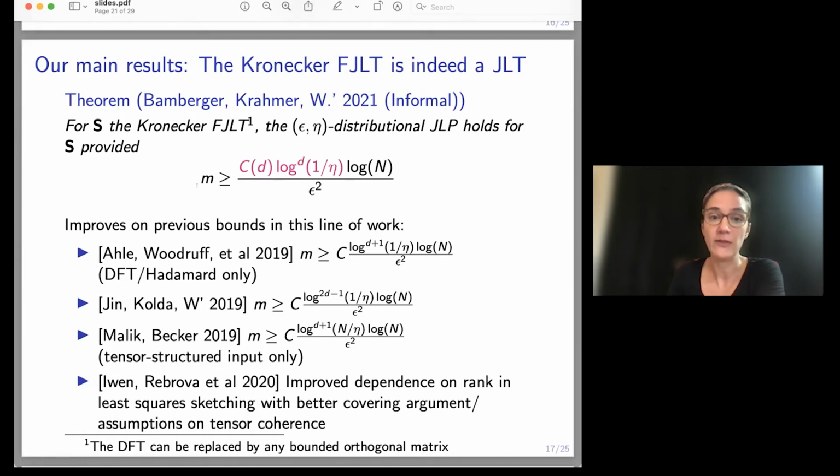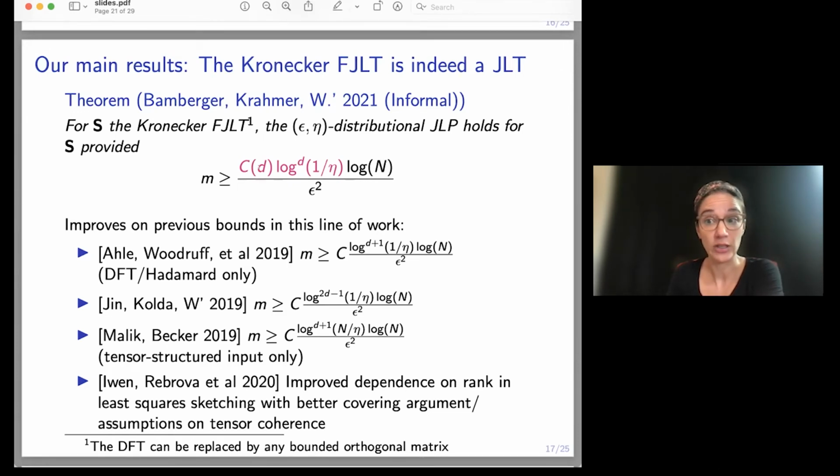We are able to show that the Kronecker fast Johnson-Lindenstrauss transform satisfies the epsilon eta distributional Johnson-Lindenstrauss property at a number of measurements given by log of 1 over eta to the D, where D is the degree of the tensor in the construction of the Kronecker FJLT, with a constant that depends on D, which can be of the form D to the D.